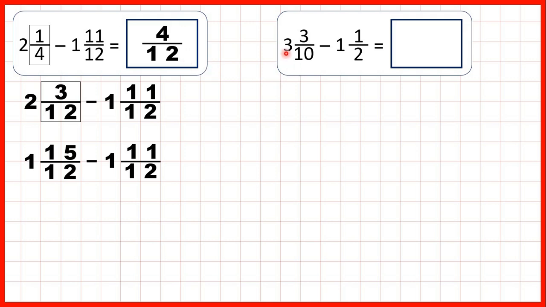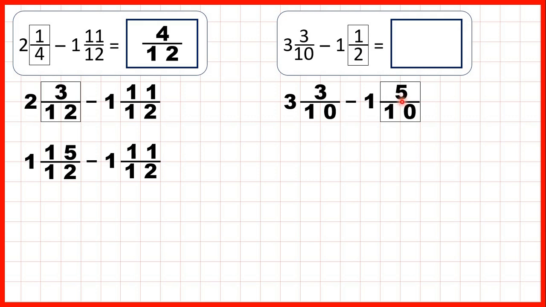Now we have 3 and 3/10 minus 1 and a half. Again, we need to make the denominators the same, so we need to find a fraction equivalent to 1/2 which has a denominator of 10. So we can rewrite our question as 3 and 3/10 minus 1 and 5/10. That's equivalent to a half, because 2 times 5 is 10 and 1 times 5 is 5.